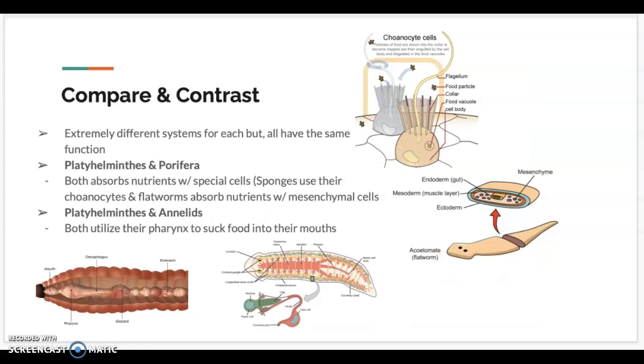So moving on to the comparing and contrasting, although they don't have too many similarities, at the end of the day, they all have the same function. They bring in nutrients and keep the organisms alive, basically. Right here, you see the Platyhelminthes and the Porifera. They both absorb nutrients using special cells. Sponges use the choanocytes, and some flatworms have mesenchymal cells, which absorb nutrients, meaning flatworms can actually perform extracellular digestion and intracellular digestion. It just depends on the species. Another comparison would be how the Platyhelminthes and the Annelida both utilize a pharynx to suck food into their mouths.